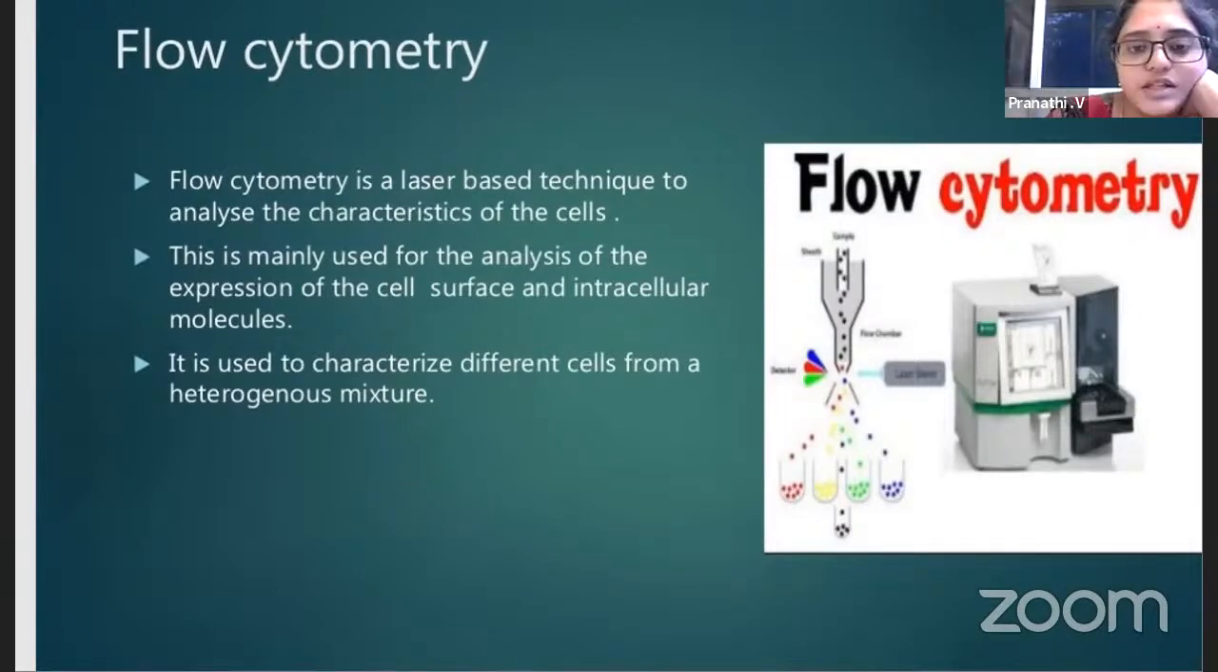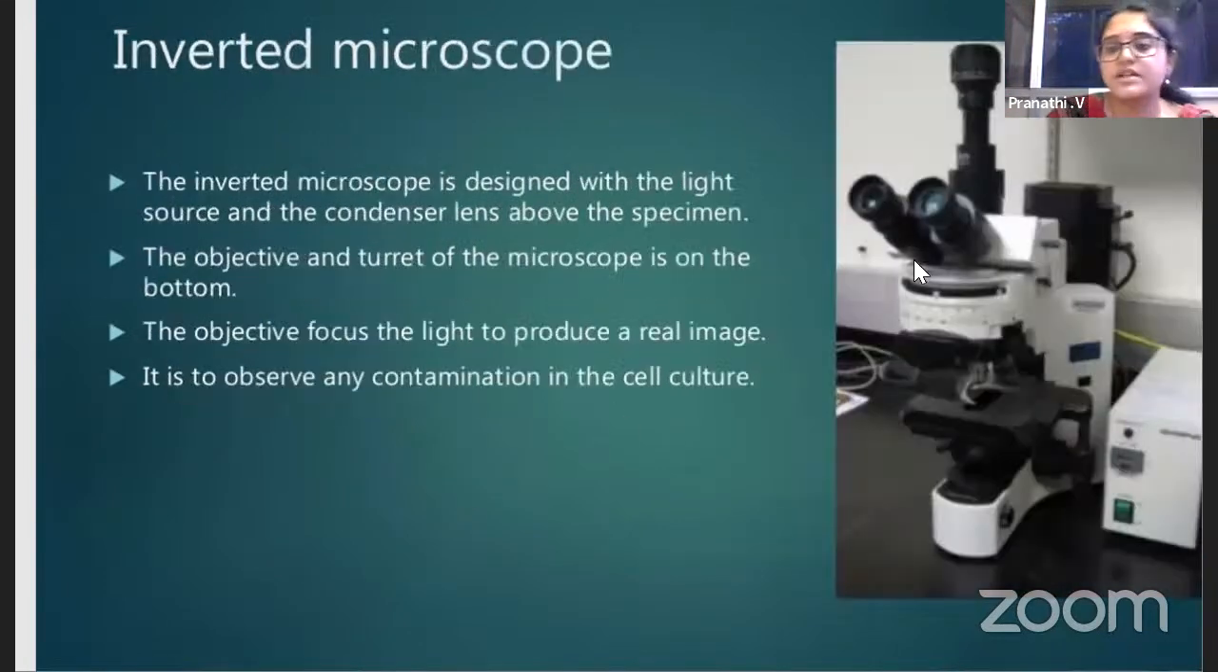So flow cytometer is based upon the kind of cells that are present and based upon charge to it. It's going to separate the cells. So you have a cell sorting machine also over here, FACS as it is known. So this is one equipment which is necessary. And then of course an inverted microscope.